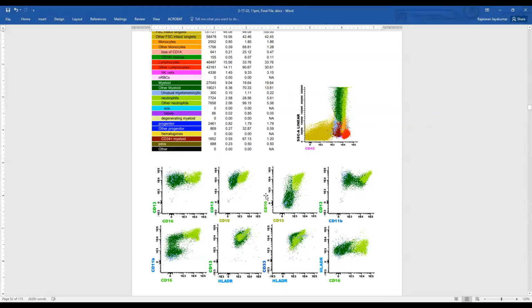So basically, all these graphs look abnormal or have a different shape than what we are used to seeing in normal marrows, because none of them show the population with loss of 13. Or in other words, the myelocytes do not show loss of 13 as they should. 11B versus 16 is just normal. Everything else is just normal. So in this plot, the thing that we see is no loss of CD13, which can be seen in dysplastic granulocytes.